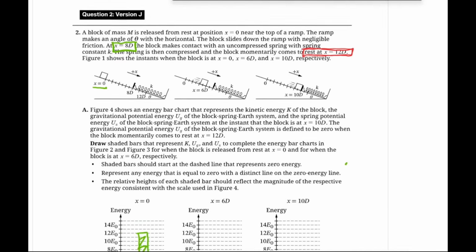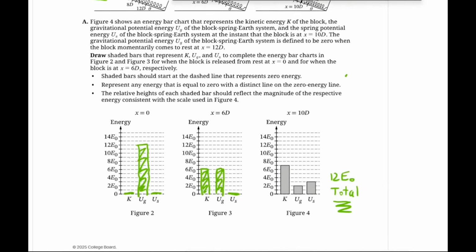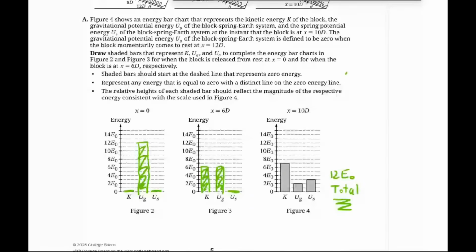All right, so let's go ahead and jump ahead and we're going to draw some energy bar charts. So it says the shaded bars should start at the dashed line that represents zero energy, represent any energy that is equal to 0 with a distinct line on the 0 energy line, and the relative heights of each shaded bar should reflect the magnitude of the respective energy consistent with the scale used in figure 4. Okay, this is an important part. When something has 0, you want to make sure you have a distinct line to show that it's 0.